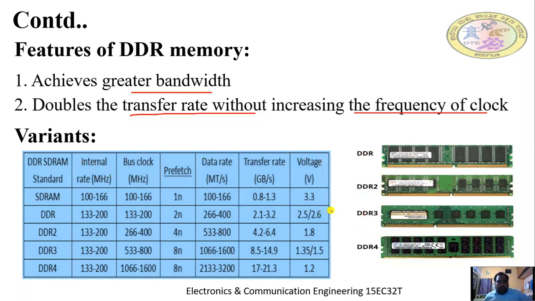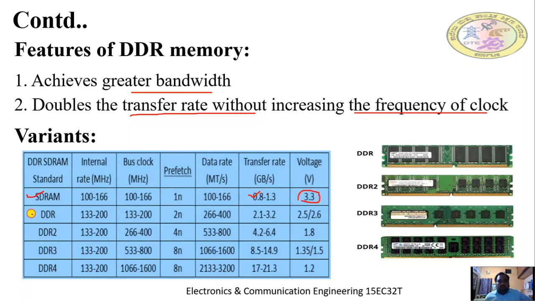There is a comparison list provided here. One can easily see that with SDRAM, the data transfer rate is 0.8 GB per second to 1.3 GB per second, and it consumes a voltage of 3.3 volt.